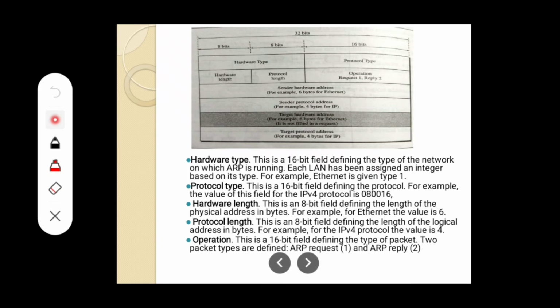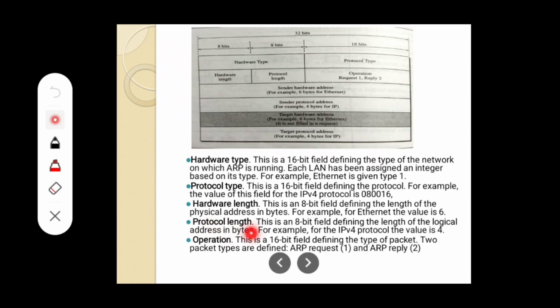Next is the hardware length. Hardware length is the length of the physical address of this hardware. This is an 8-bit field defining the length of the physical address. This is the MAC address of that particular hardware or the router.